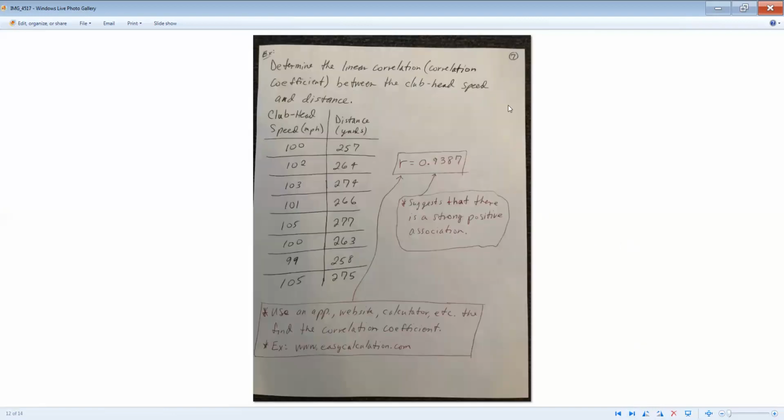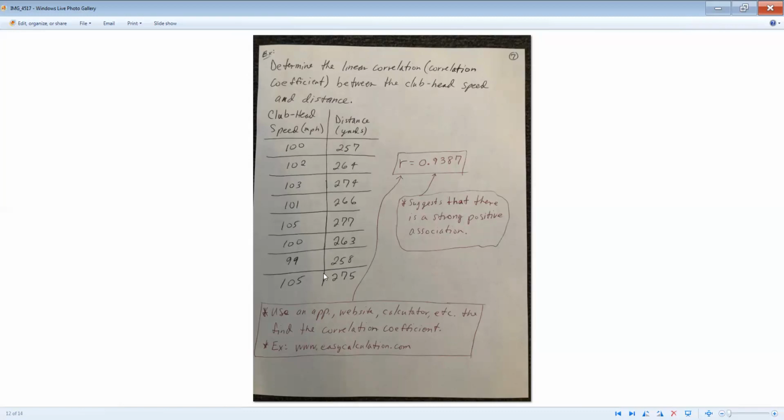Here in this example, we want to determine the linear correlation coefficient between the club head speed and distance. So you're talking about swinging a golf club and how fast you swing it. If you swing it at 100 miles per hour, in this case, it was recorded at 257 yards is how far the ball traveled. Here, the person swung at 102 miles per hour, and the ball went 264 yards, and so on.